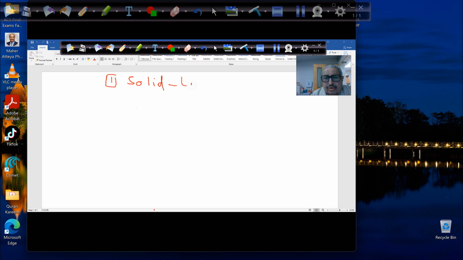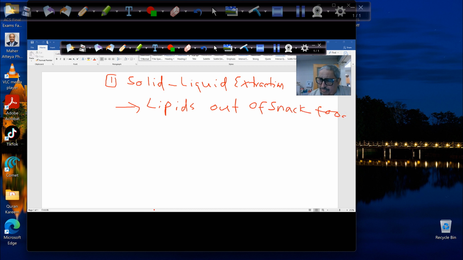the first one is solid-liquid extraction. As we said, we are extracting lipids out of snack food. Now you might ask, what are those lipids? Well, lipids are organic compounds that are not really soluble in H2O, in polar solvent, but they are soluble in non-polar solvent. So organic compounds have the unique physical property that they are not soluble in polar solvents such as H2O. However, they are soluble in non-polar solvents such as hexane. Today we'll be using hexane as a solvent.